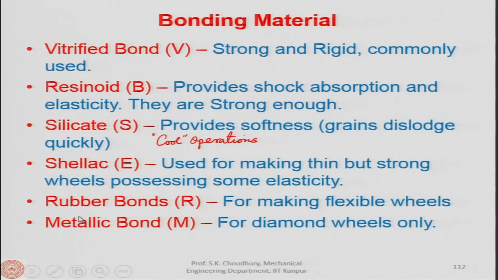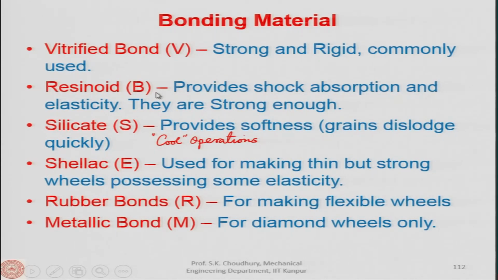Next to that, there is another bonding material which is popularly used for making flexible wheels. These are the rubber bonds, and the rubber bonds are designated by capital R. And finally, we have the metallic bond. Metallic bonds are designated by M, and the metallic bonds are exclusively used for the diamond wheels. When the grains are diamond grains, they are bound by a binding material of some kind of metal.